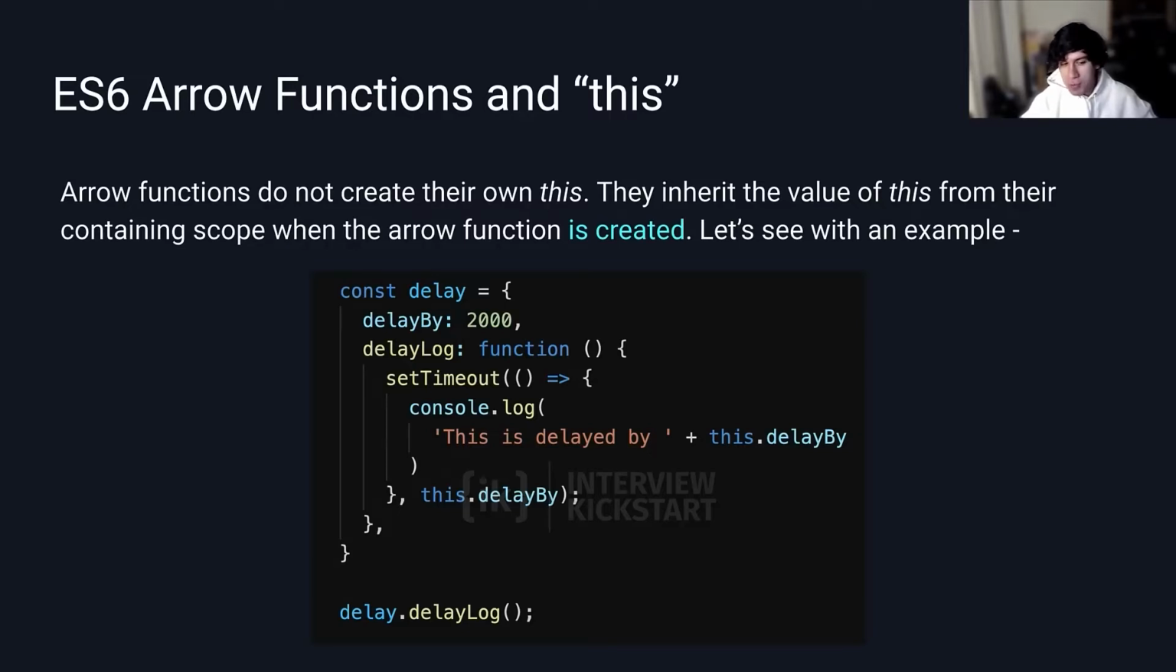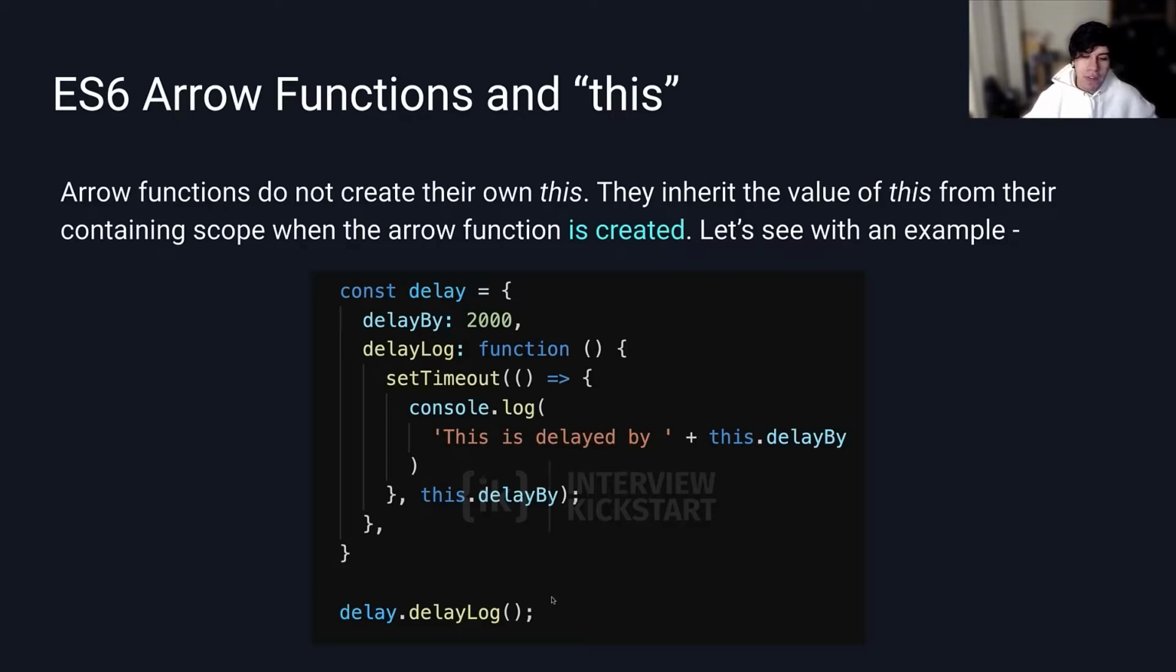Inside of that function expression, we see that we're calling setTimeout, which, if you're not familiar, is used to delay when a given function is called by some number of milliseconds. So in this case, we're saying delay this inner function that's going to log something by this.delayByMilliseconds, which is 2000 milliseconds, or in other words, by 2 seconds.